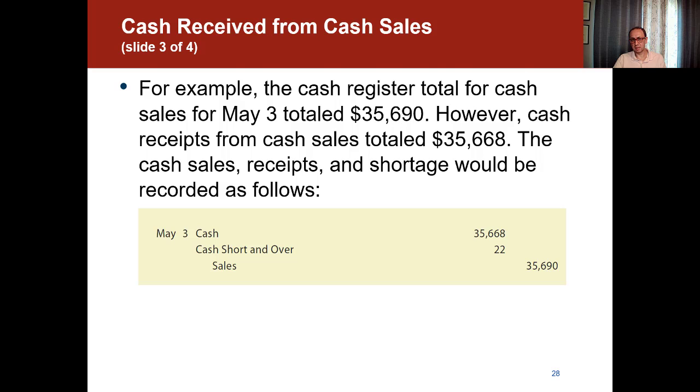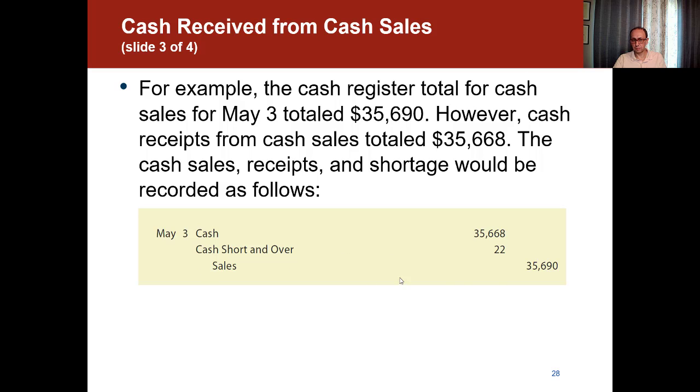In this case, if you look at the numbers, you can tell whether it's a cash shortage or a cash over. The cash sales were $35,690. However, the cash receipts were only $35,668. So it's below the cash sales. This tells us that this is a cash shortage. We have a shortage in the amount of cash that we have. So how are we going to record that?